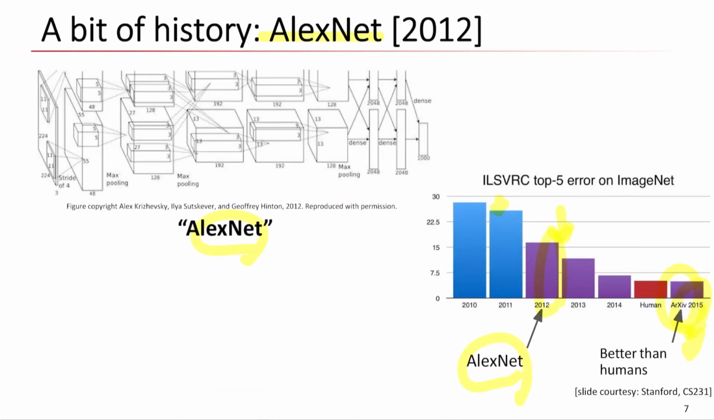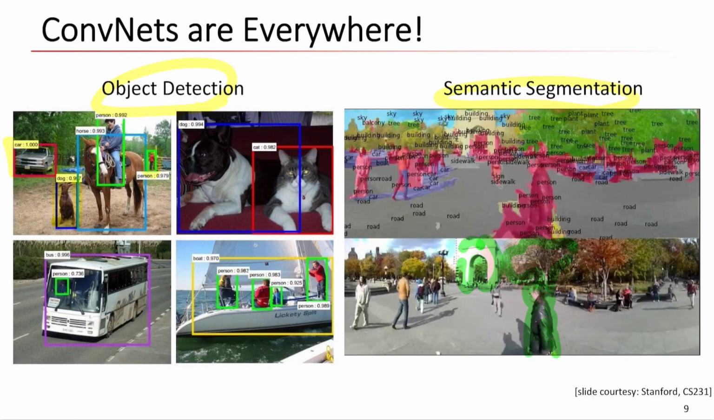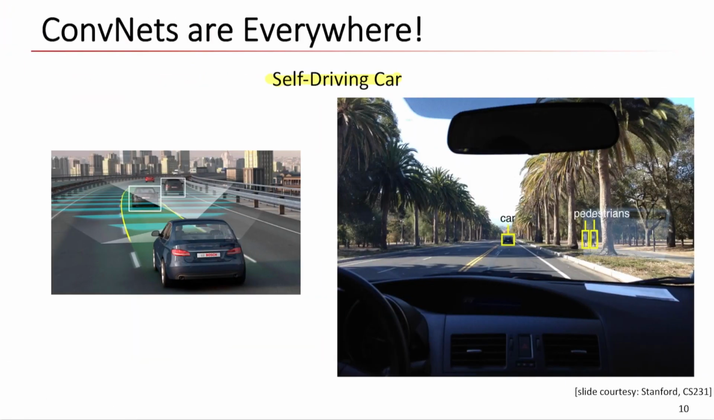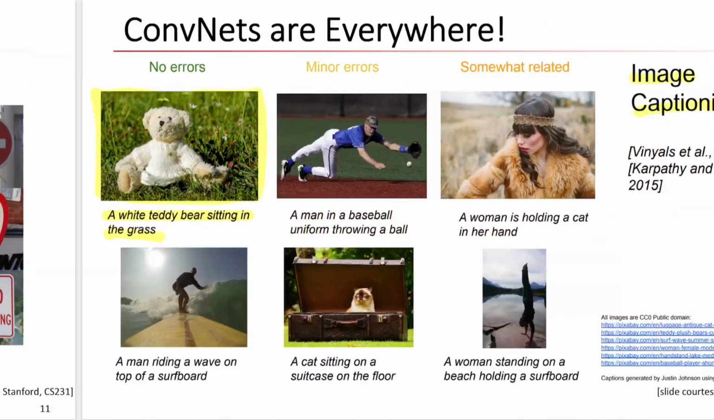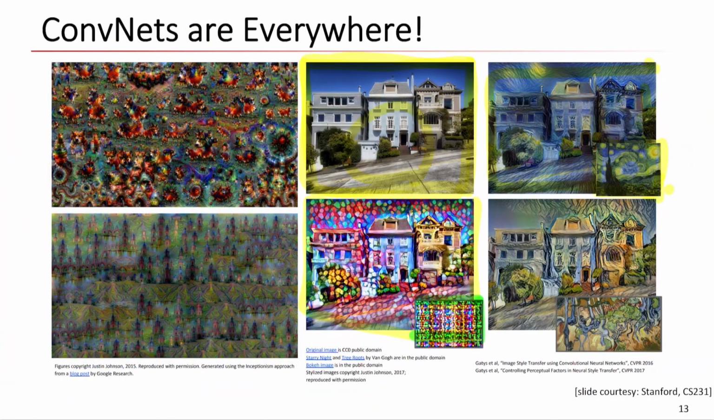The convolutional neural network has some history, but AlexNet in 2012 was the first time a convolutional neural network performed well. So I think it is the starting point of recent deep learning techniques, right? So it was AlexNet, right? Nowadays ConvNets are used everywhere: object detection, semantic segmentation, self-driving cars, image captioning, even style transfer, right?